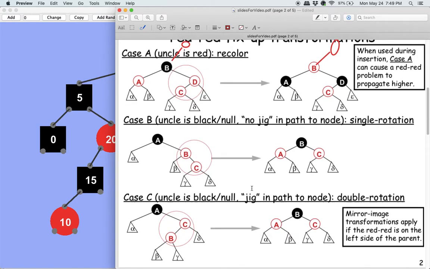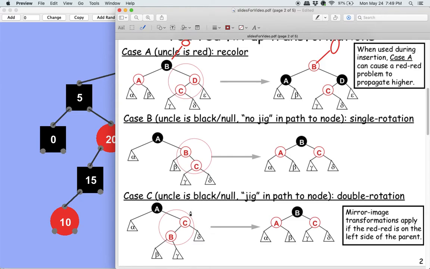And similarly, if I have this last case here, the direction from the grandparent to the parent is different than going from the parent to the child. We call it a jig. In that case, we do a double rotation. Basically, B rotates over C, and then B rotates over A. So B gets pulled up between the A and the C and becomes the new root. And we get something that looks like that. And in this case, again, the node that becomes the root is black. The node that was the root and no longer is becomes red. And so there's recoloring involved there.